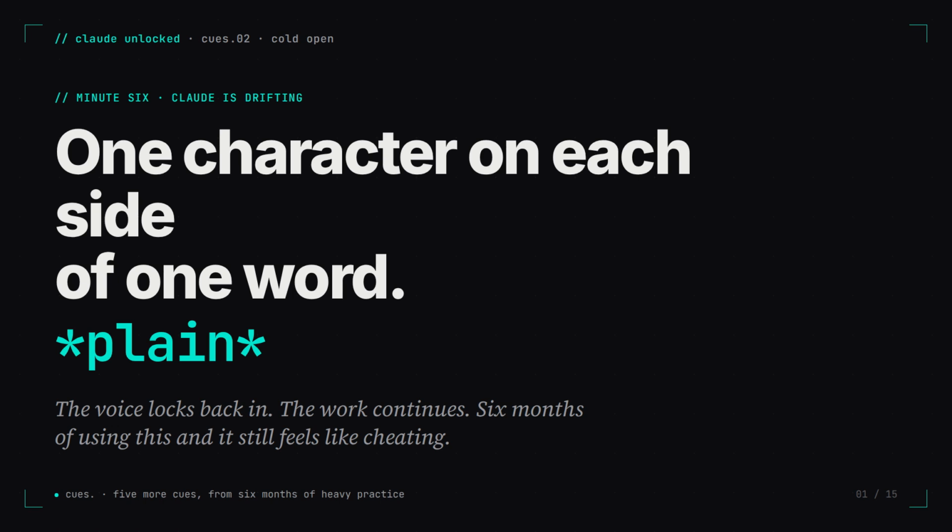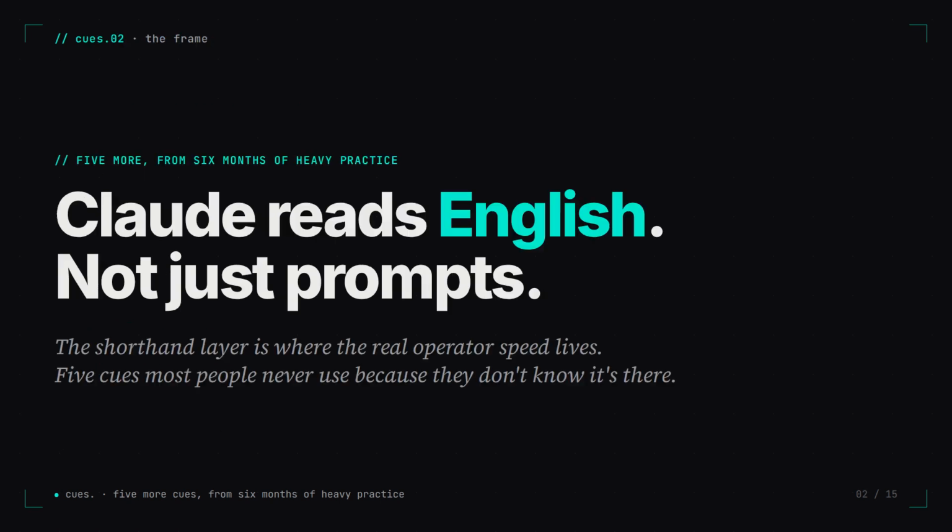That is one option. The other option is one character. A single asterisk pair around the word you want Claude to hold on to. Plain, dry, specific. Claude reads the emphasis the way you would read it in a colleague's message. The voice locks back in. The work continues. This is Cues.02.